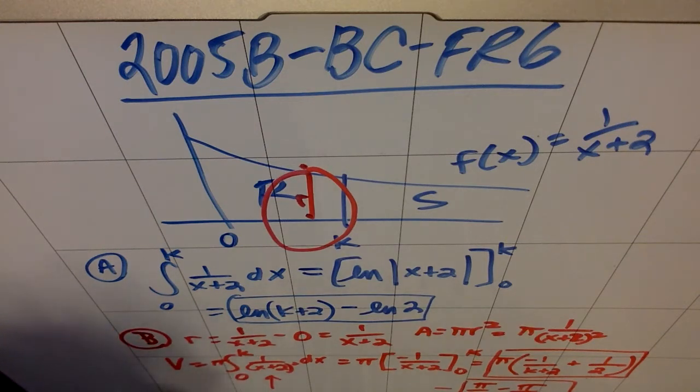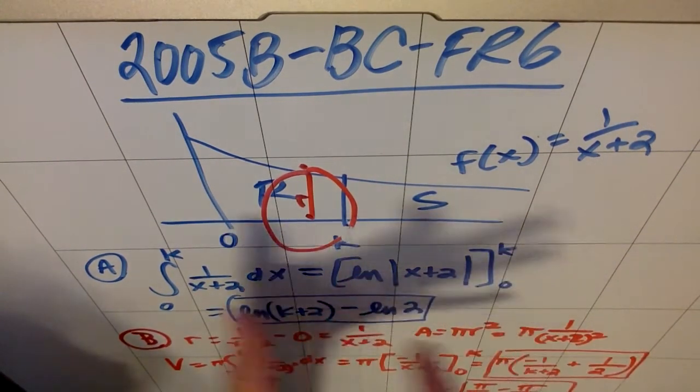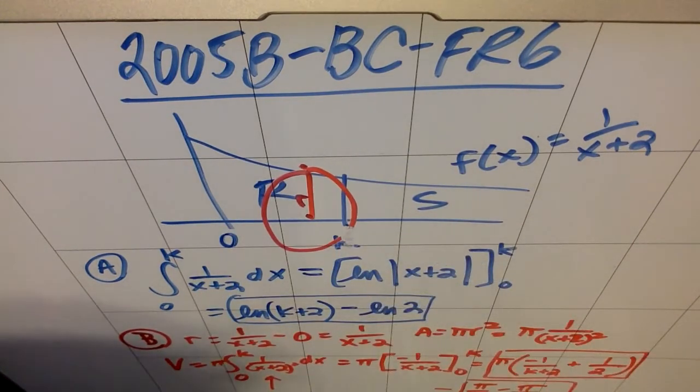So here's the thing, the only difference in the formula that you use in part B is 0 to k. You're finding the volume of S the same way, but instead of doing 0 to k, you're going to do k to infinity, which is an improper integral, right?